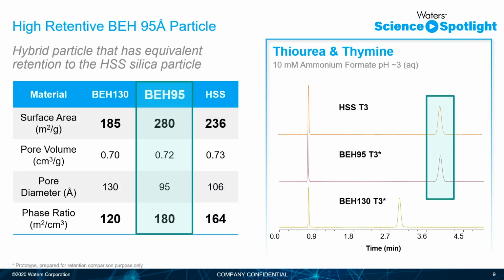So when we decided to create this stationary phase, we decided to start off with a highly retentive BEH 95 angstrom particle. It's a hybrid particle that has equivalent retention to our high-strength silica particle technology. If we look at the comparison of the HSS T3, the BEH 95 with the T3 bonding, and the BEH 130 with the T3 bonding, we can see that the BEH 95 angstrom with the same bonding has equivalent retention to that of our HSS T3. And you can see how we've achieved that by increasing the surface area of the base particle on the BEH 95.